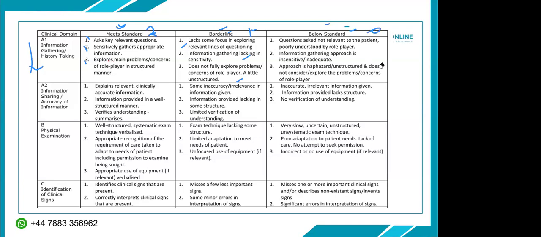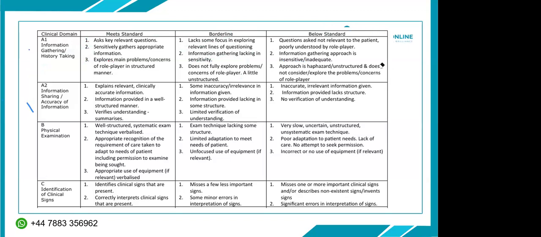Below standard means the questions asked are not relevant to the patient, or poorly understood by the role player. The information gathering approach is insensitive or inadequate. So see, sensitivity, they have mentioned it everywhere. It's very, very important for this exam. The approach is haphazard, unstructured, and does not consider or explore the problems and concerns of the role player. So this is how it goes. You can see that from meeting the standard onwards, things are going bad. They're going to mark each and every skill that is being assessed.